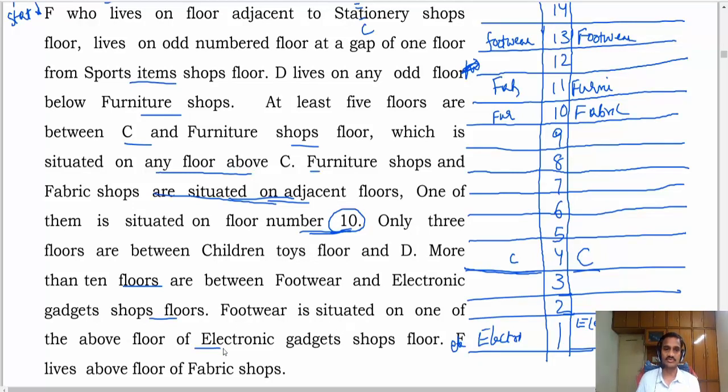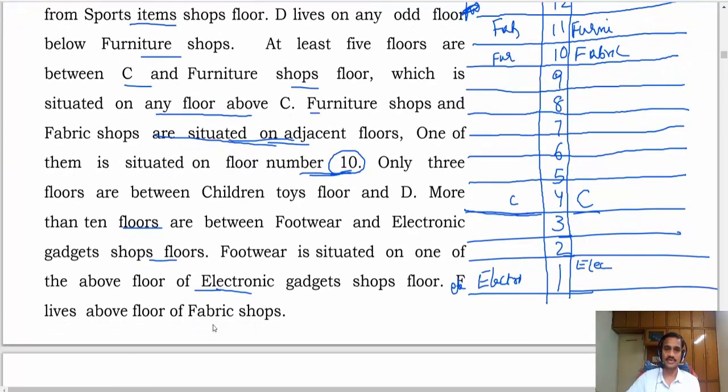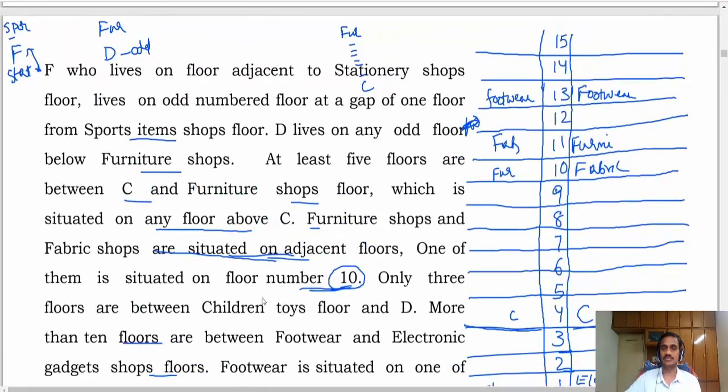Footwear is situated on one of the floors above electronic, and F lives above the floor of the fabric shop. F is above this fabric. Now F can be here, here, or here. But as F and stationery are adjacent to each other.